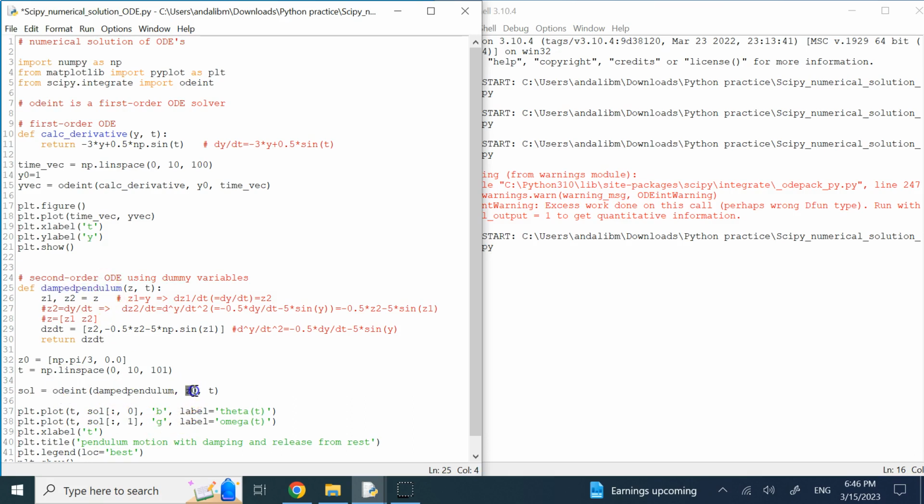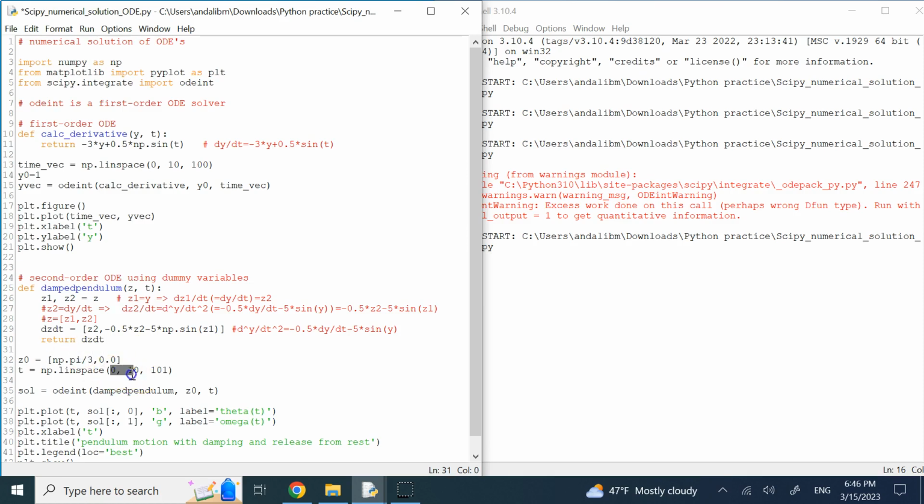I pass to it an initial condition, which in this case has two numbers in it. Why? Because I have two components in the z, right? So I have to pass the initial condition for this. And so I have to have Z1 at 0 and Z2 at 0. Z1 is theta, so I use pi over 3 for it. So I release it from a 60-degree angle, and Z2, which is initial omega, I release it from rest at 0. So I'm going to move the pendulum to 60 degrees and let go.